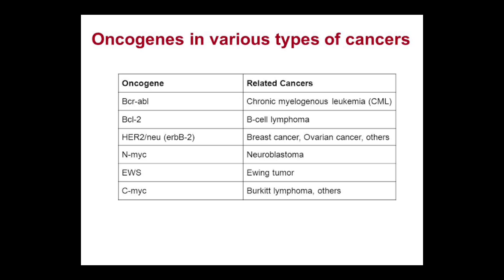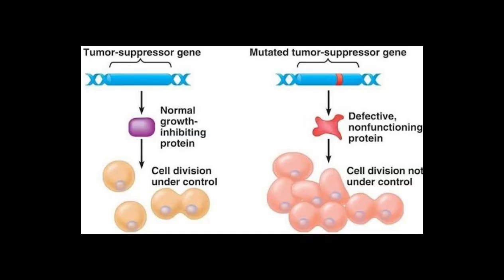For example, the BCR-ABL oncogene is usually involved in producing chronic myeloid leukemia. Then BCL2 oncogene, it is usually in B cell lymphoma. Then HER2 is present in breast cancer, N-MYC in neuroblastoma, C-MYC in Burkitt lymphoma.